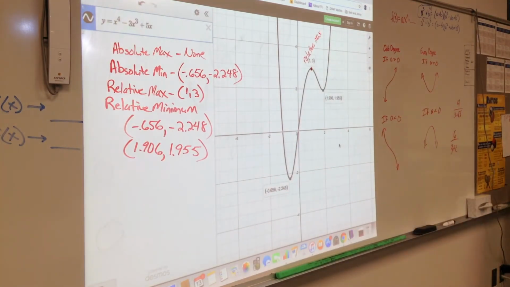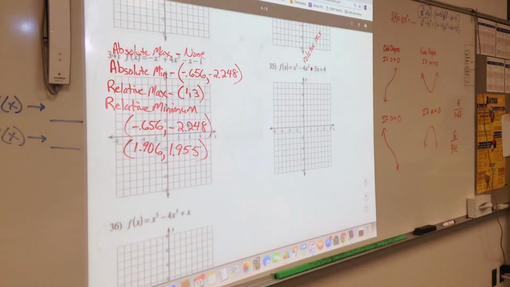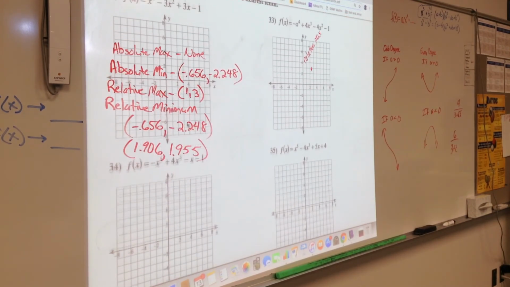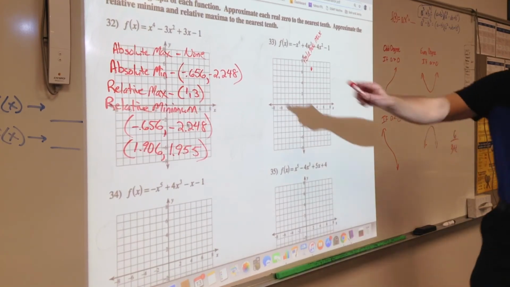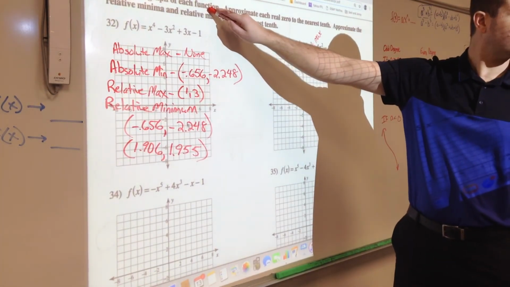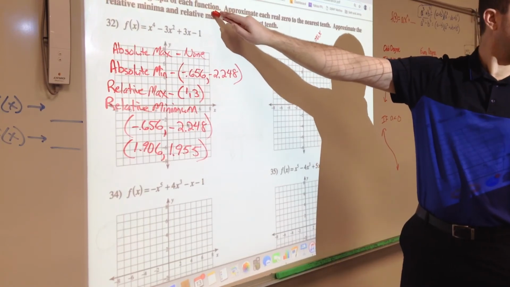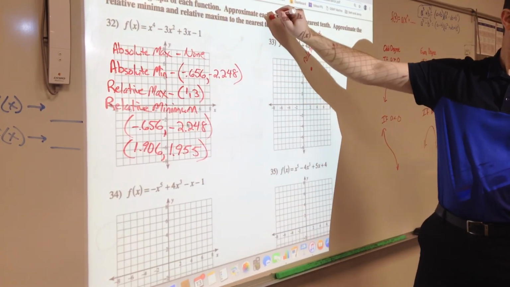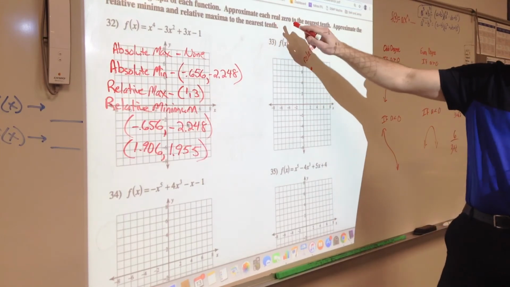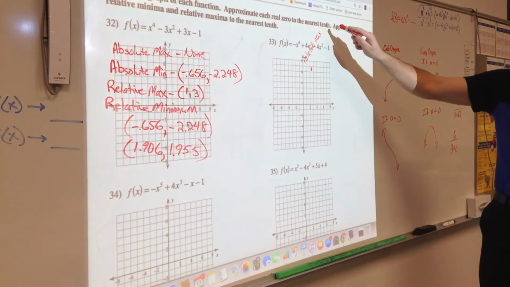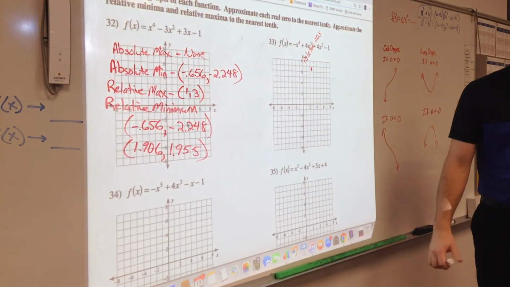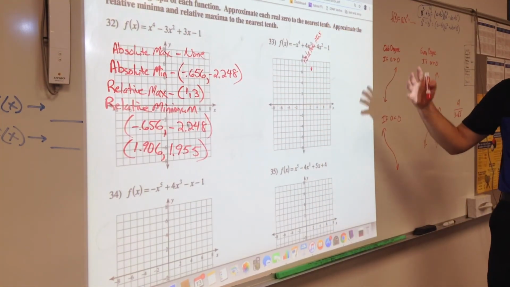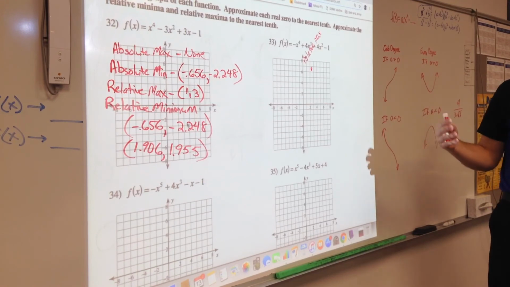So what I'm going to ask you guys to do is, there are 5 of these. I want you to sketch the graphs, approximate each real zero to the nearest tenth, and approximate the minimums and maximums to the nearest tenths. So all you'll do is use Desmos. You'll get really good at graphing these.